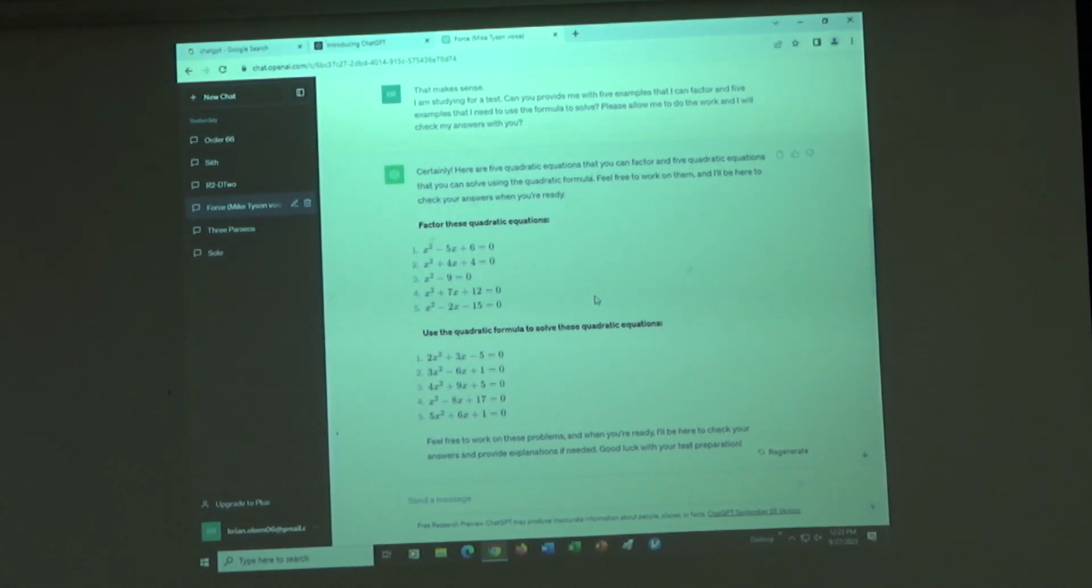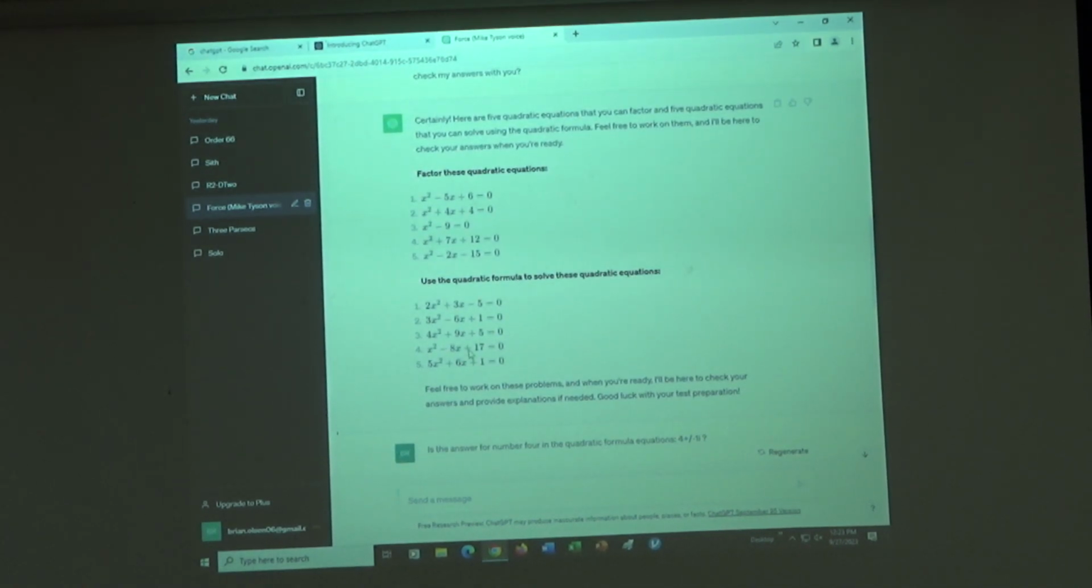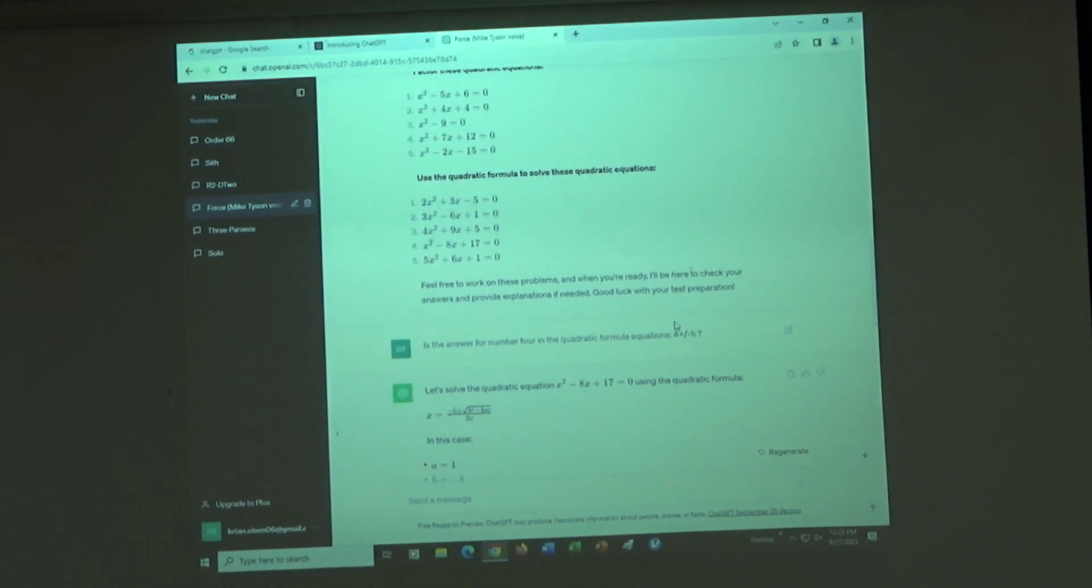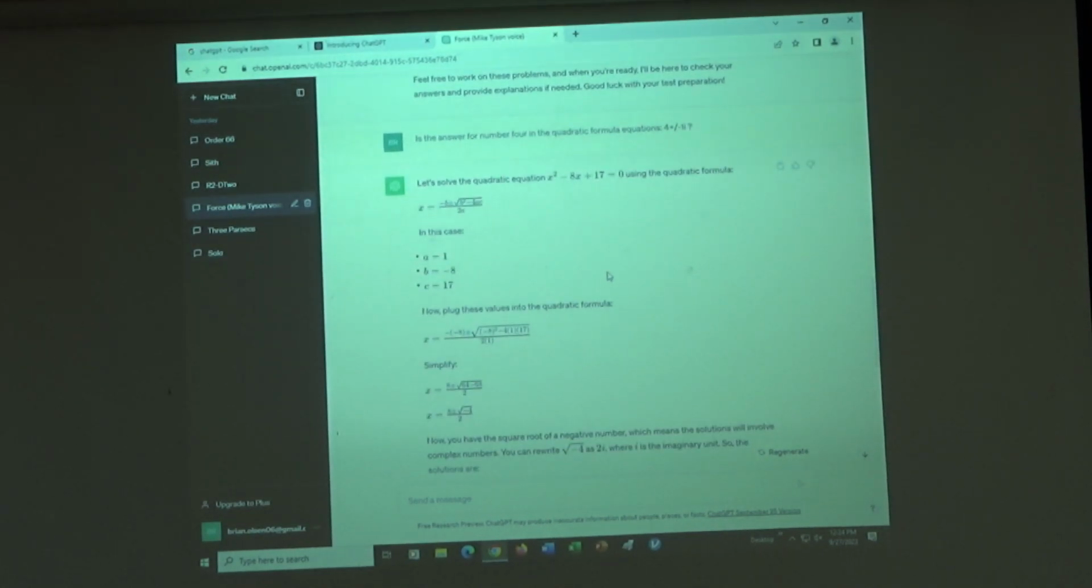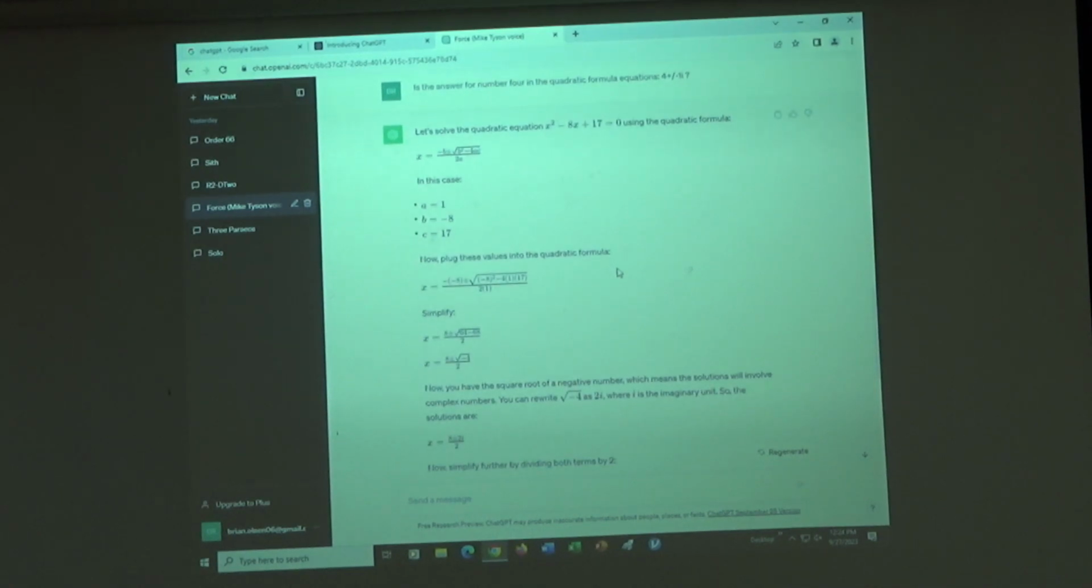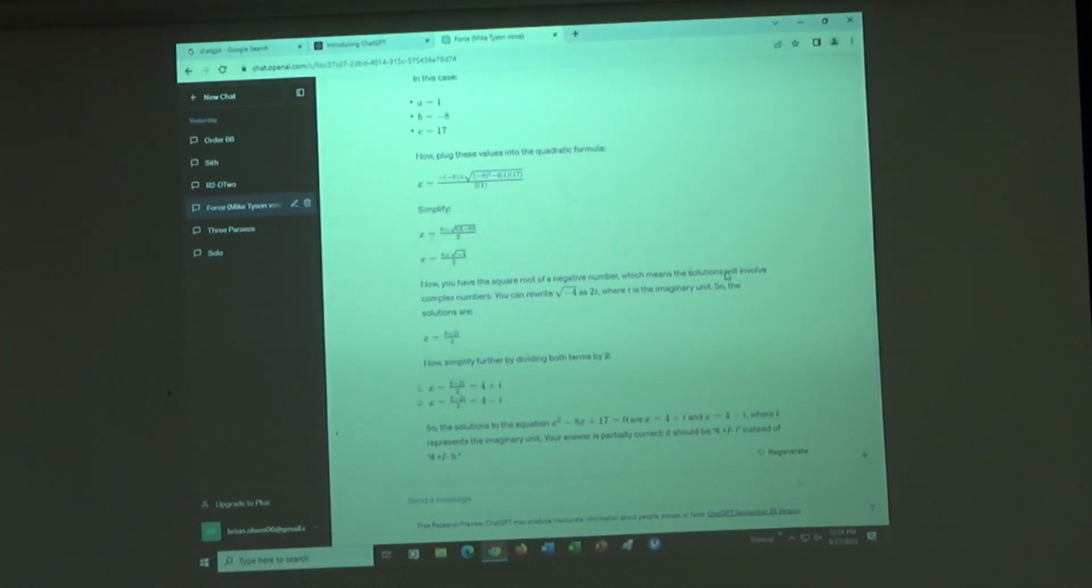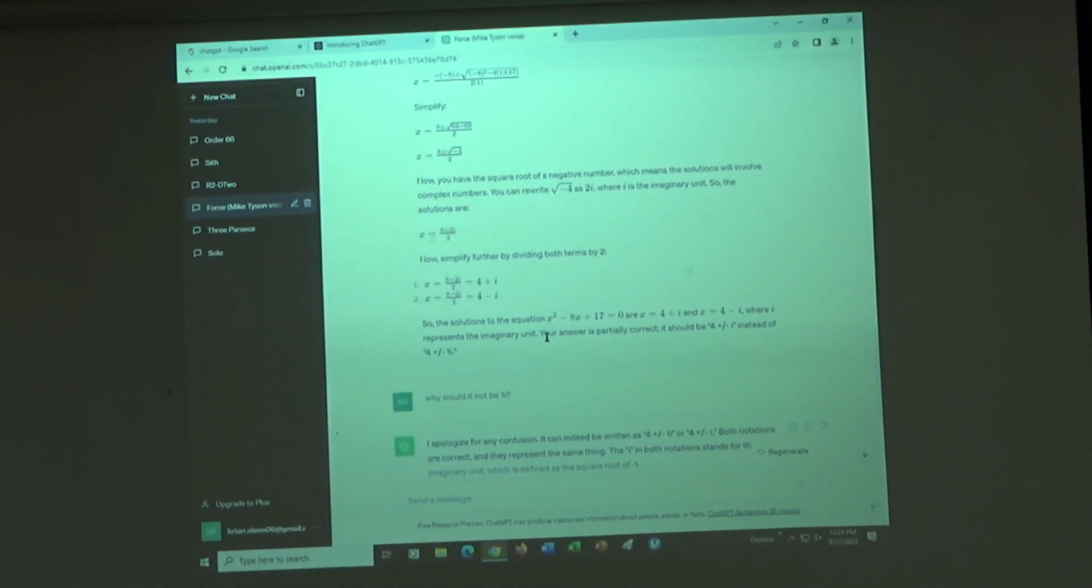So this will give you extra problems to work out yourself. And then I just picked one. I picked the one with number 17 in it because that's Chuck's favorite number. Went ahead and asked it, is the answer for this one 4 plus or minus 1i? Which hopefully you don't have to do a whole lot with imaginary numbers, but that was just the one I picked. And again, it works out all the steps for you. Gets all the way down to the bottom and says, yep, it is 4 plus i.